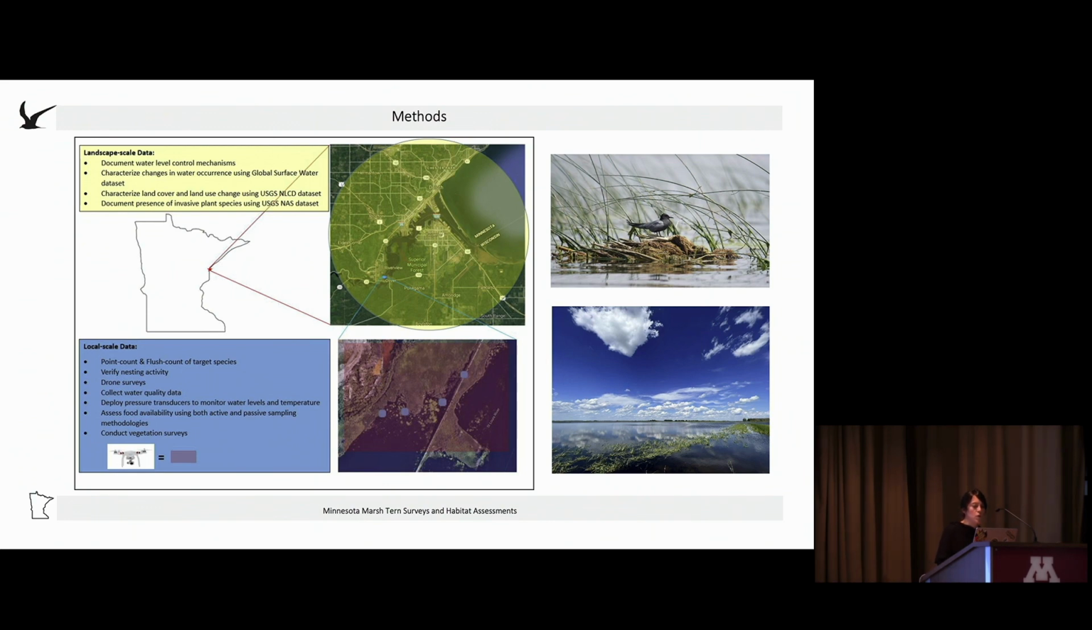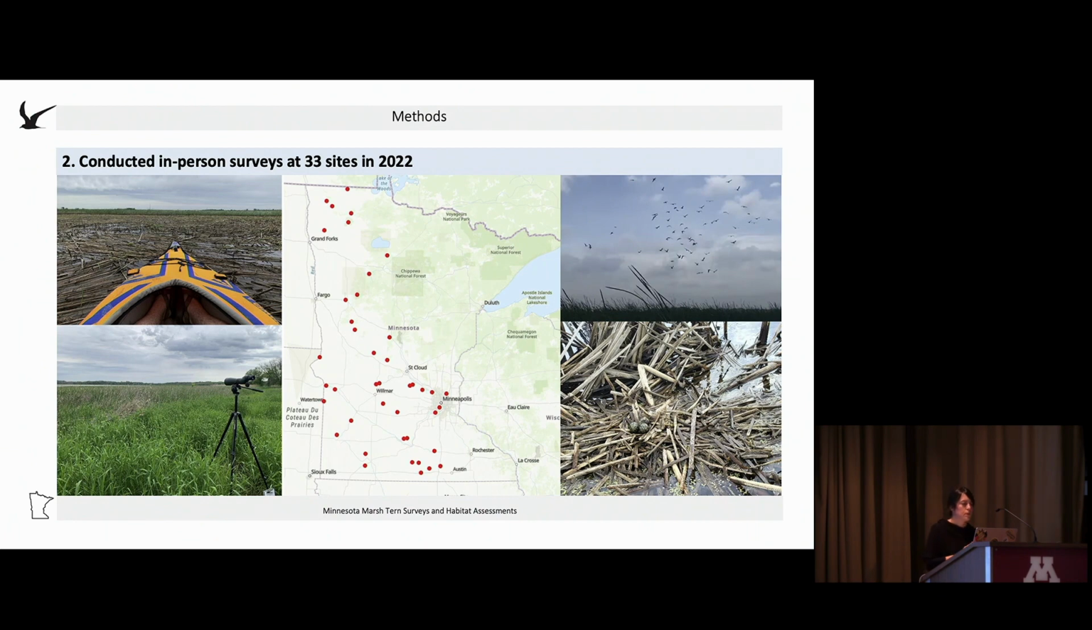We also wanted to conduct drone surveys to try to get some high resolution imagery of these sites to see if we could differentiate any structural differences in the habitat and use. We collected water quality data and then some food data that I'll talk about as well, and then just some basic vegetation surveys. So last summer, we visited 33 sites, where we did point counts from land and then flush surveys in a kayak if possible.